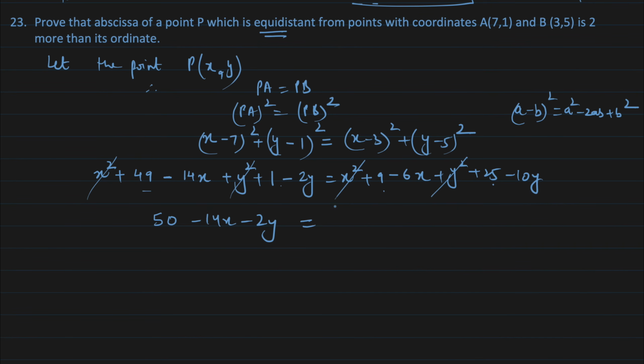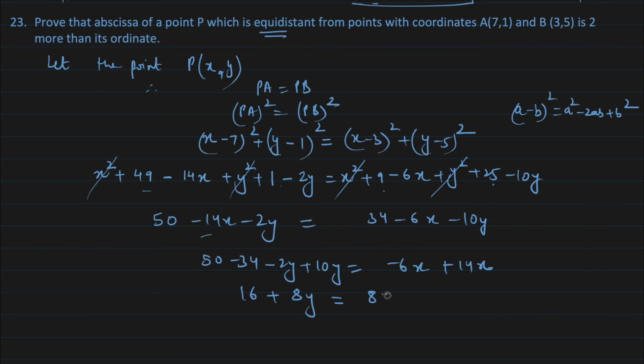9 and 25 add up to 34 minus 6x minus. Now bring like terms here and there. So 50 minus 34 minus 2y plus 10y, and x I'll take here plus 14x. Transposition I am doing only. So take care of sign, minus becomes plus, take care of that thing, right? So here 50 minus 34 is 16 plus 8y, and that's 8x.